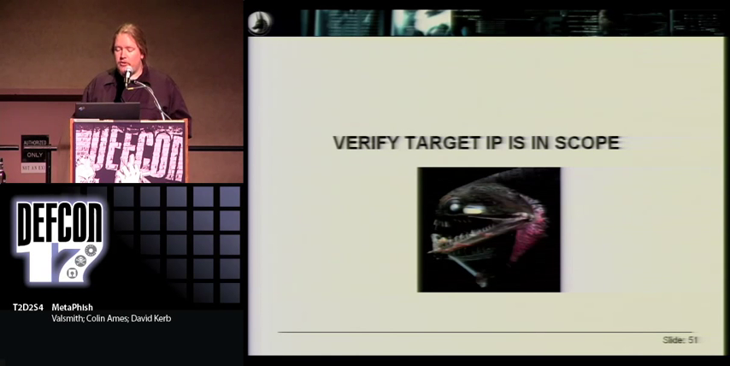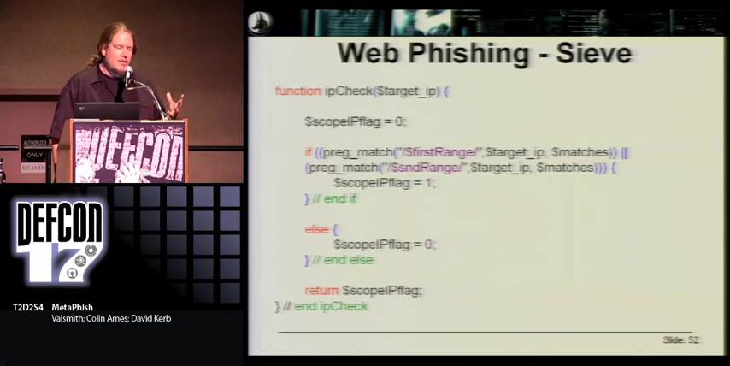Then the next thing we want to do that's sort of important, especially to pen testers, is verify that the target IP is in scope. We've been on pen tests where we've done phishing and accidentally owned random people's home boxes, so you don't want that to happen. You want to make sure that the only IPs you're hitting are in the scope of whatever your engagement is, and if they're not, bounce them off to some innocuous site that's not going to hurt them. So, we just have some code to help you do that.